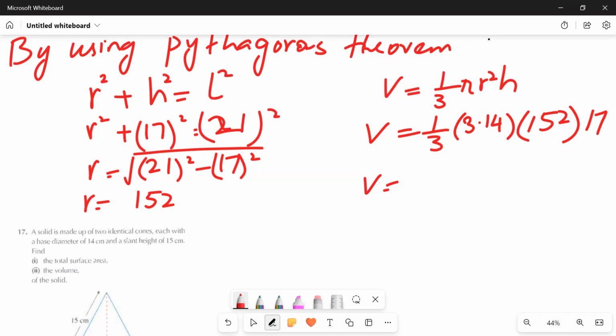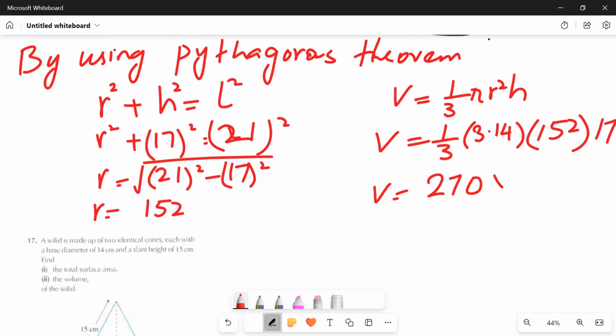2704.586. 2704. Okay, so the answer is 2704 cubic millimeter, right? Because it is in millimeters, cubic millimeter, not millimeter square, cubic millimeter.